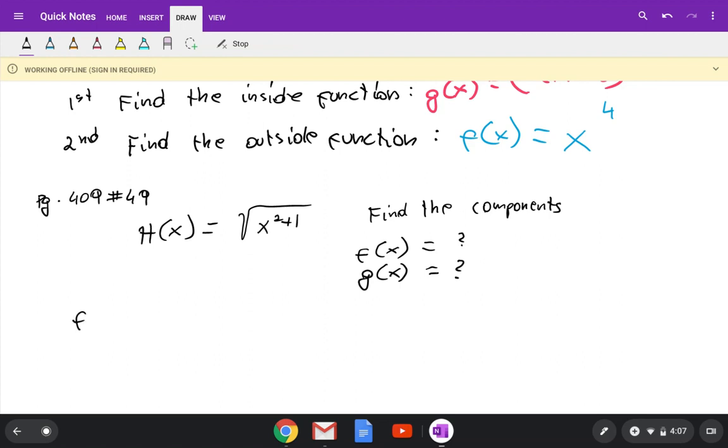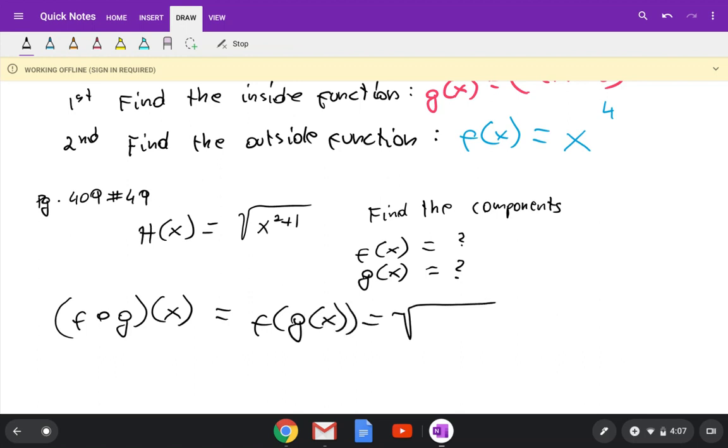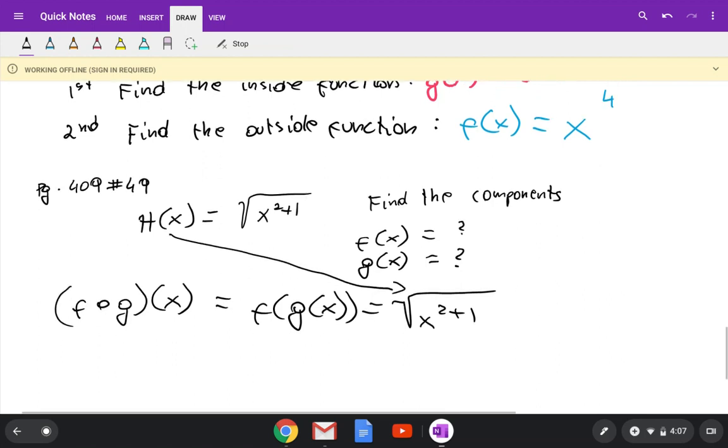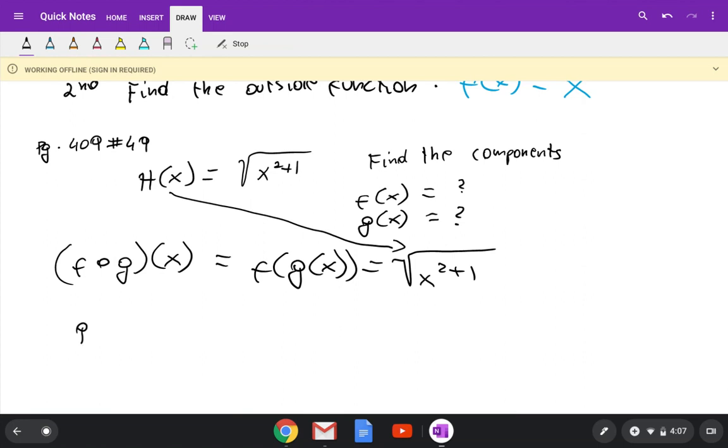So again, don't forget that h is a composition of f and g. So f composed with g, which is the same as f of g of x, will give you that h, which is the square root of x squared plus 1. Okay, so the same idea. Start with inside function, g of x. So g of x, it's always what you see inside. Okay, so in this case, inside the square root, I see x squared plus 1. So that's going to be my inside function, x squared plus 1.